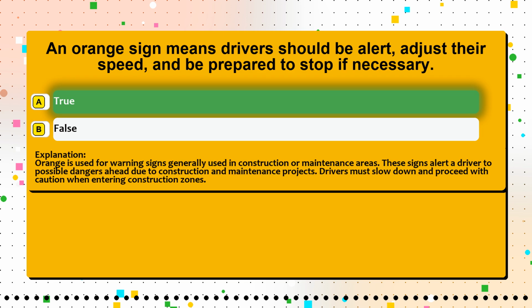Orange is used for warning signs generally used in construction or maintenance areas. These signs alert a driver to possible dangers ahead due to construction and maintenance projects. Drivers must slow down and proceed with caution when entering construction zones.